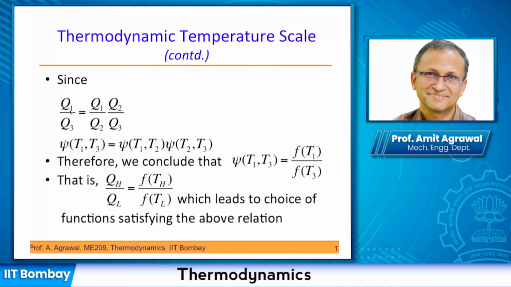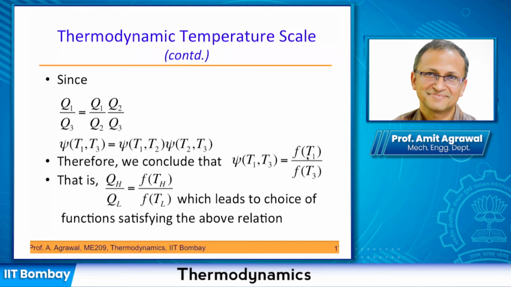Sir, can it be exponential of T1 minus T2 and T2 minus T3? That will be in the next slide. So I'm just pausing here because this is one argument. What function we choose, that's my next argument. But are we clear that this is the only option that we have first?